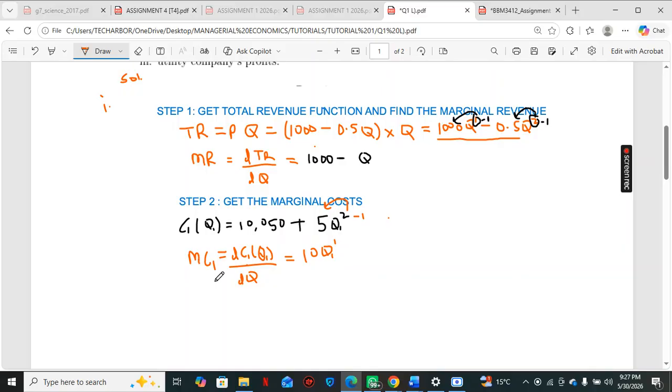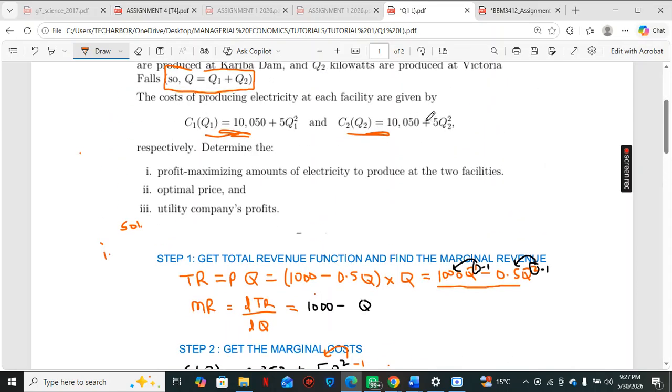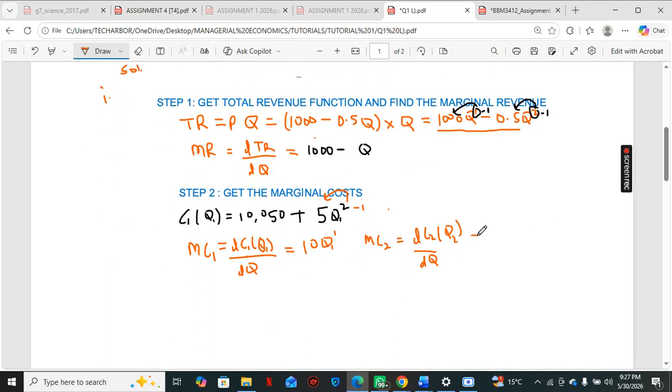Now, as I said, the cost functions are the same. So the marginal cost function for Victoria Falls, MC2, meaning you're going to derive your cost function C2, Q2 with respect to Q. When you derive this function, 10,050 plus 5Q2 squared, we're going to get 10Q2 to the power 1. So those are our marginal costs.